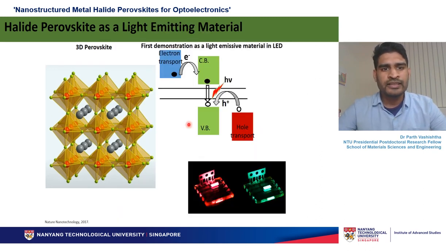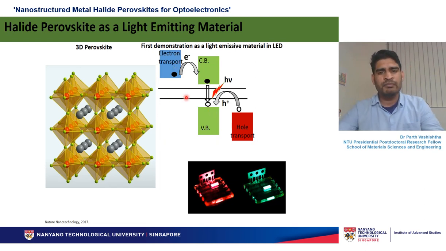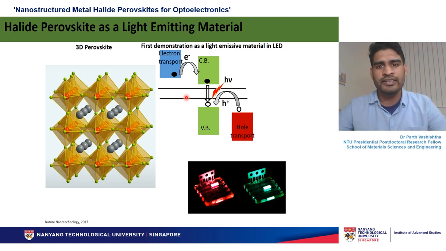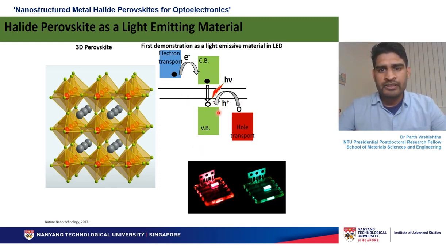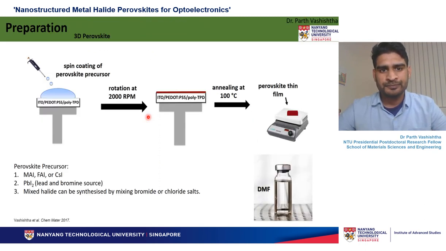And not only solar cells, this perovskite was also used as a light emitting material in LEDs. It's just a different structure. So basically the same material can be used for solar cells and LEDs if you use a different type of device structure. Here the electrons and holes are injected into the active layer of perovskite, and then they emit light, depending on the band gap. So this material has proven to be promising for light emitting as well as solar cell applications.